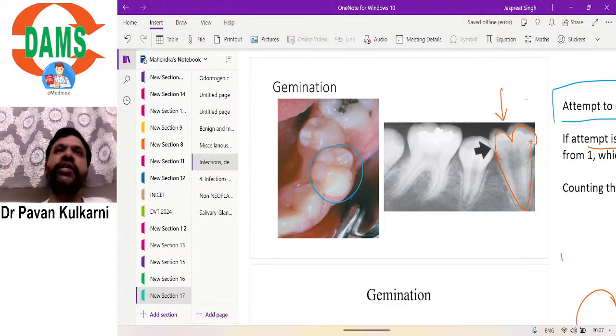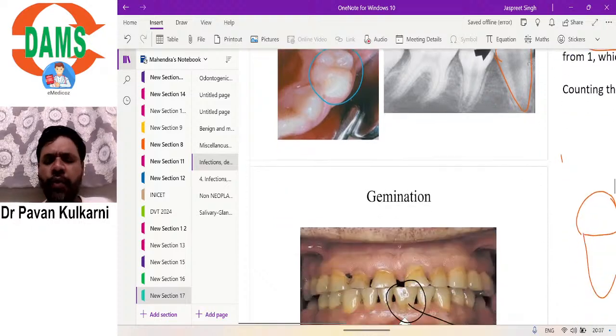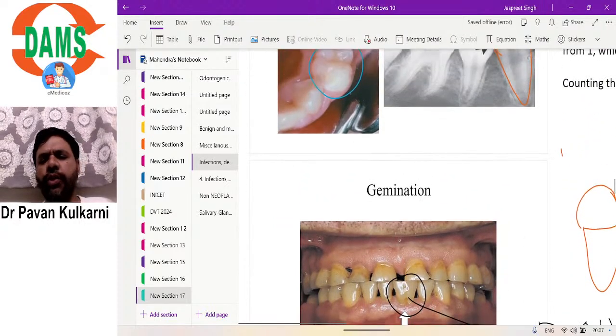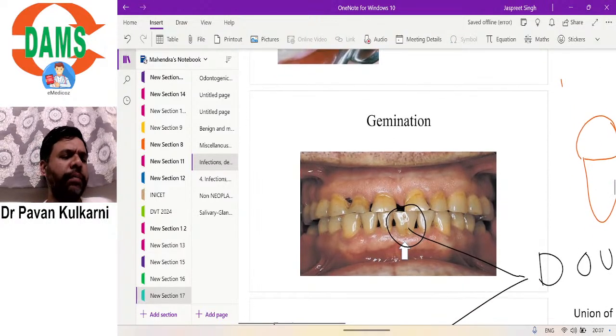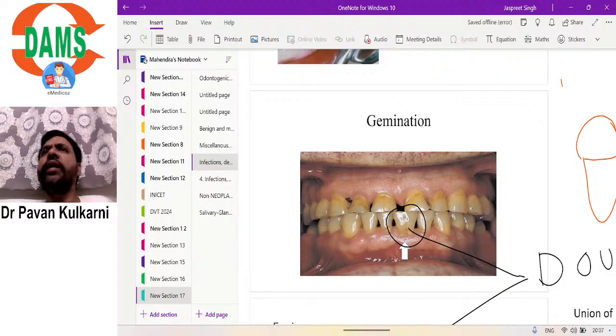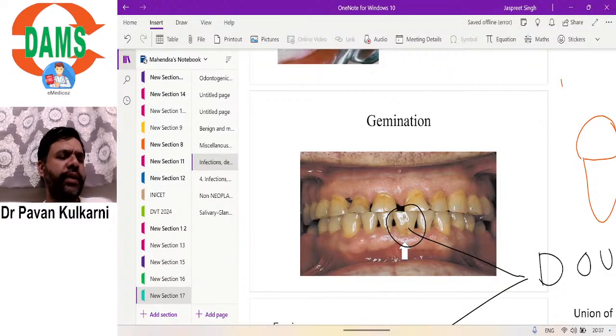So the gemination definition itself says that it's an attempt of a single tooth bud to divide into two. That is nothing but your gemination. So when you count the number of teeth in gemination, usually the count will be the same. If we count, the number of the teeth will be normal. There won't be any variation in the number of the teeth.